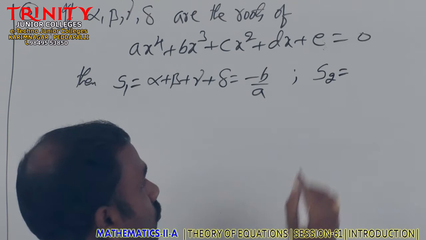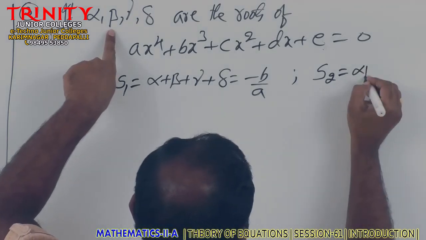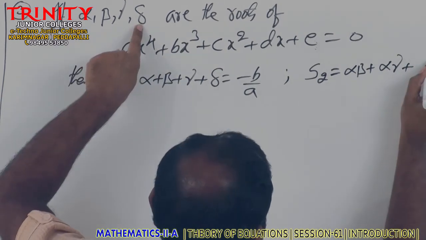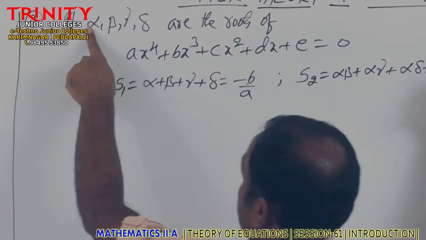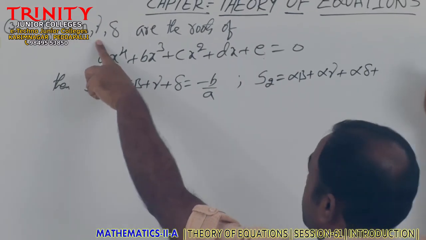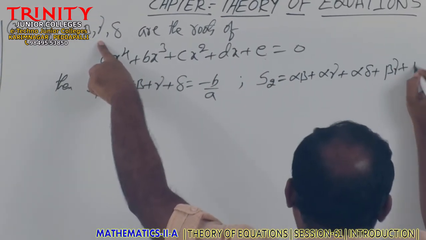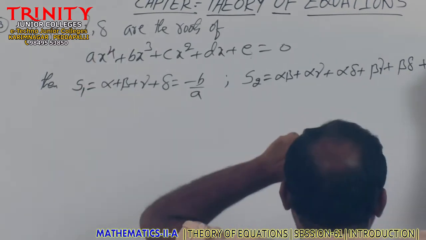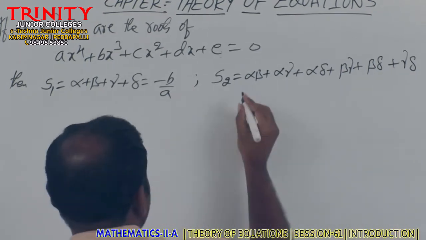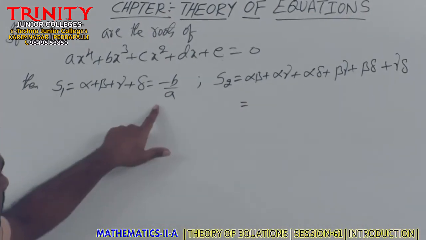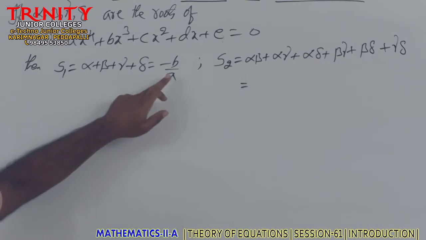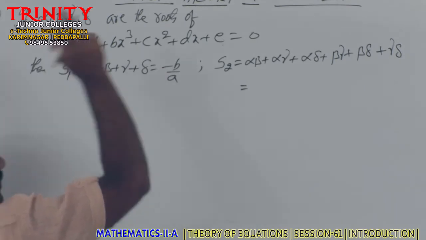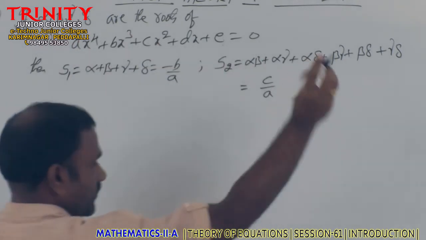S2, the sum of products of two roots: alpha beta plus alpha gamma plus alpha delta. Next, the alpha combination is finished. Next, we go for the beta combination: beta gamma plus beta delta. Beta is finished. Then we go for gamma delta. S1 is the x power n minus 1 by x power n coefficient. Then S2 is the next power, x power n minus 2, that is the x square coefficient by the x power 4 coefficient. This is positive, c by a.